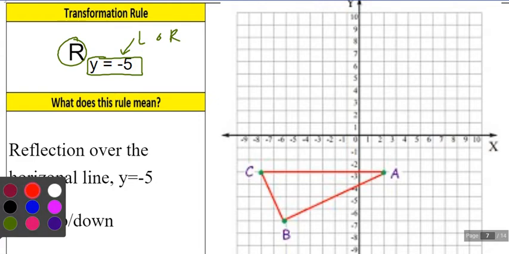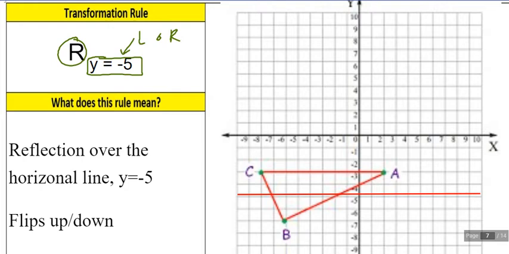So right here is going to be our y equals negative 5 line. I missed a little bit. Let me move that down. Move the hand. Yeah, there we go. Okay, so our line of reflection is going to be right through the middle of our shape.